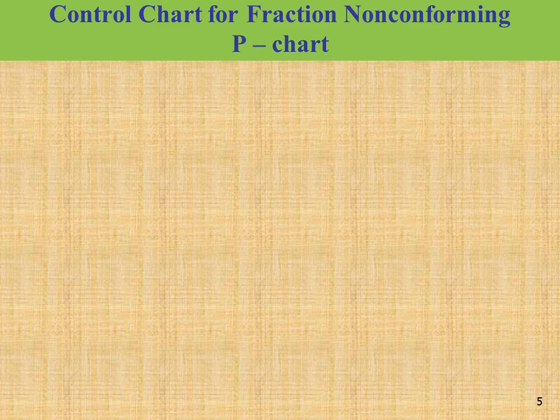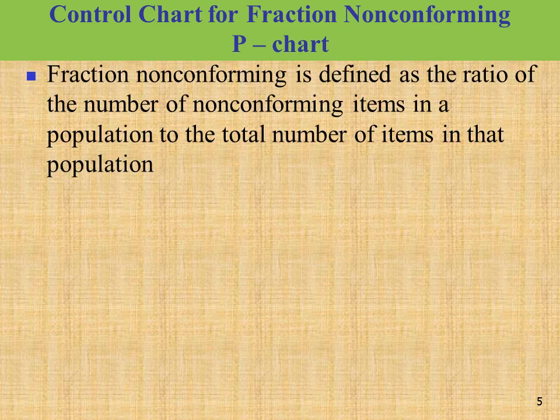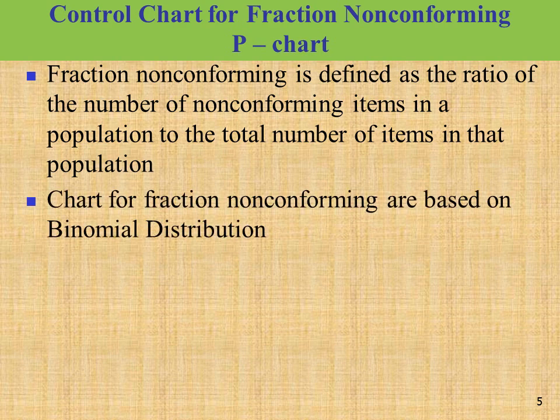Now let us discuss the control chart for fraction nonconforming, or popularly called the P chart. Fraction nonconforming is defined as the ratio of the number of nonconforming items in a population to the total number of items in that population. Suppose in a manufacturing process we manufacture 1000 units, and out of 1000 units, suppose we find that 50 items are defective, then the fraction non-conforming would be given as 50 divided by 1000.